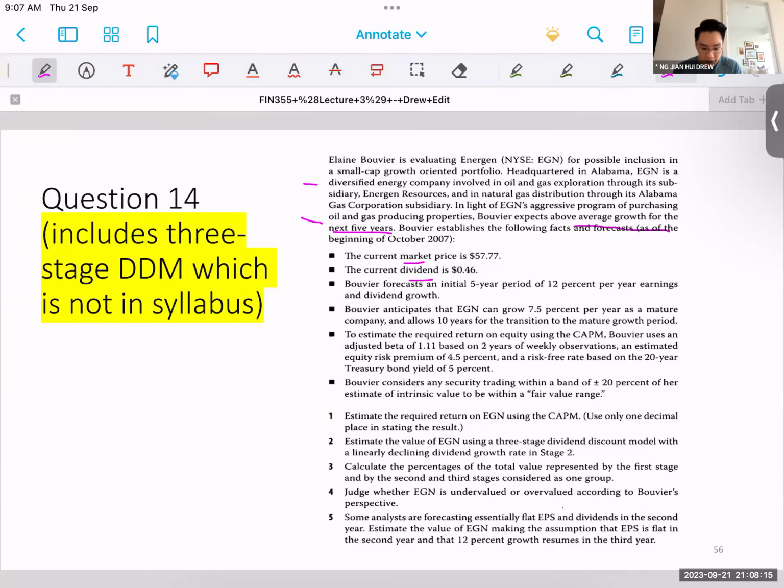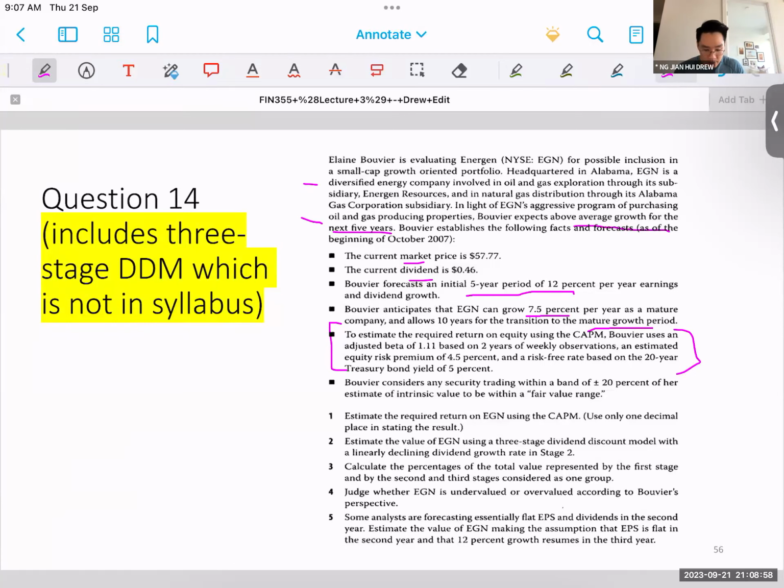So he forecasts an initial 5-year period of 12% earnings growth. Okay. He anticipates that it can grow at 7.5% as a mature company. So this is the stable mature rate. And he allows 10 years for the transition to a mature growth period. Okay, so these are important information. So we have a few more points here. We are given the CAPM details. You can just look at it. This is simply CAPM calculating the return on equity. Nothing too exciting.